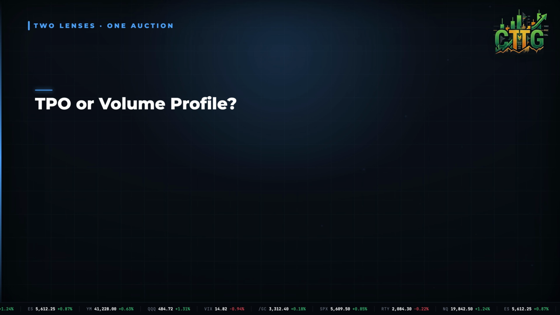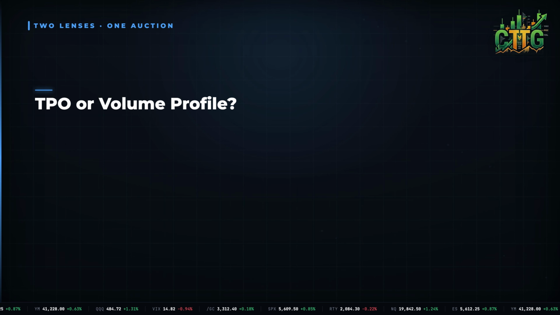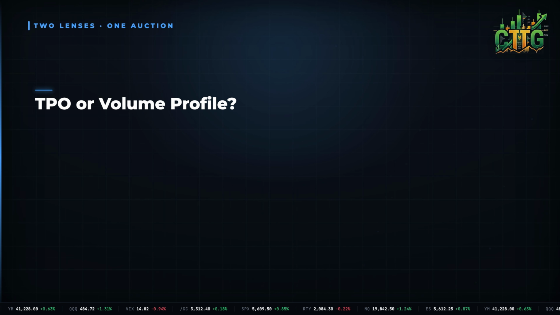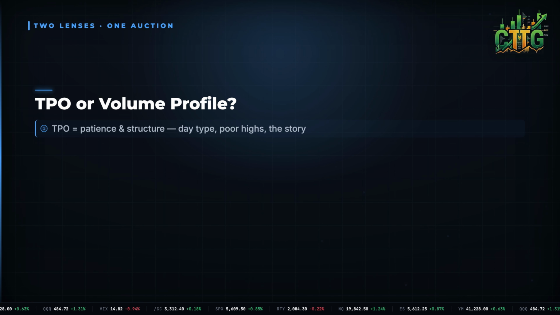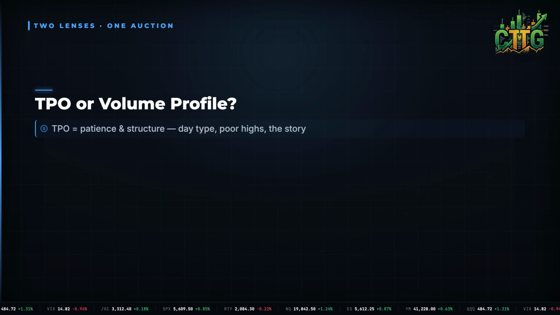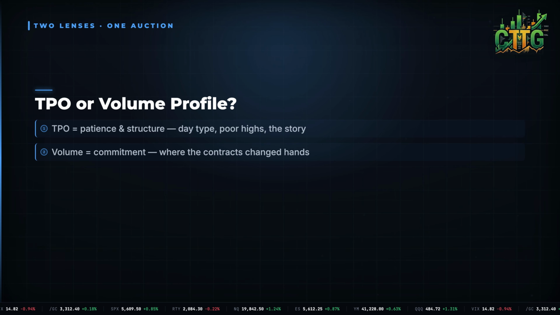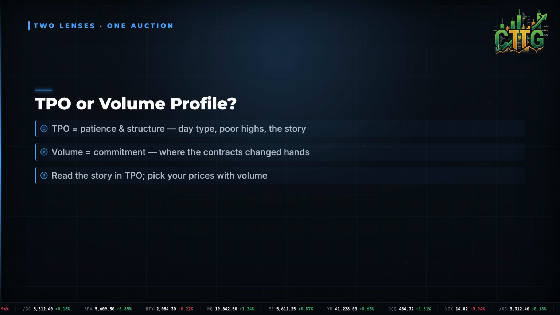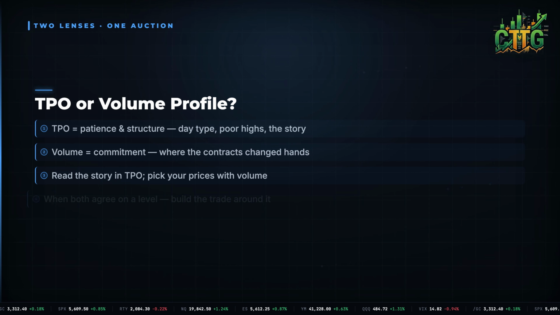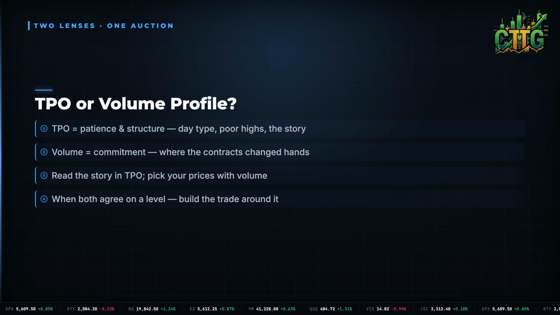So which one earns the space on your chart, TPO or volume profile? Honest answer, they're two lenses on the same auction. TPO shows you patience and structure. Day type, poor highs, the story of the session. Volume shows you commitment, where the contracts actually changed hands. Read the story with TPO. Pick your prices with volume. And when both profiles agree on a level, that's the one you build the trade around.